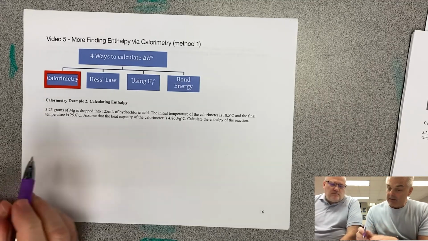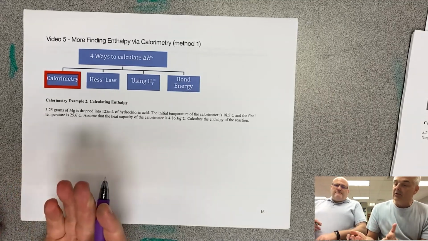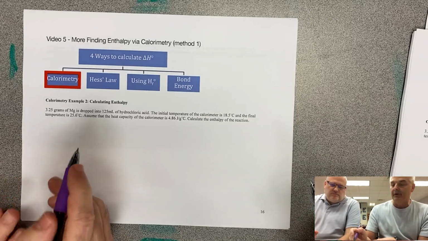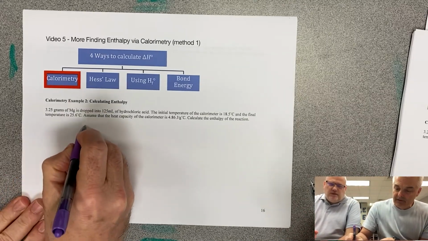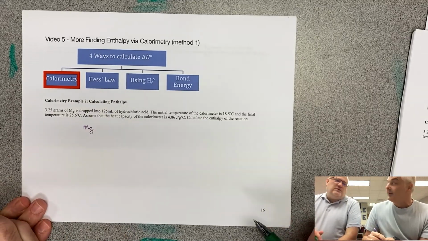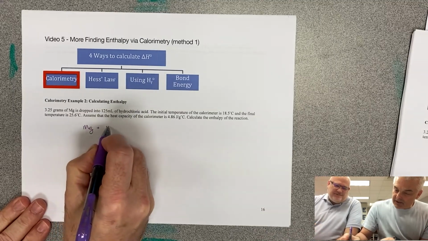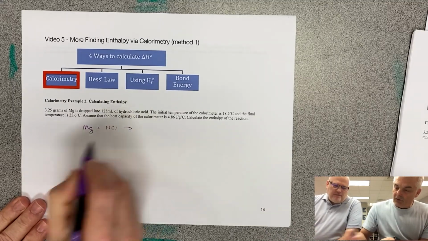So we have a problem here. Take a look at your notes, and we've got a chemical reaction. So if you got a chemical reaction, we got to write the balanced chemical reaction, right? So what do we got? Magnesium. You don't have to say it that way, but it's so much more fun when you do, right? Magnesium reacts with hydrochloric acid, which you know is HCl, and that forms what?